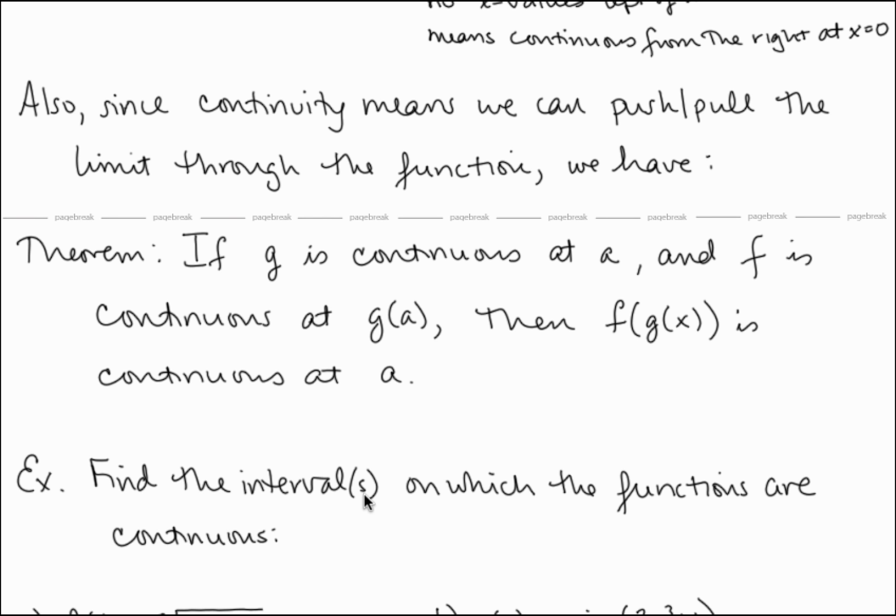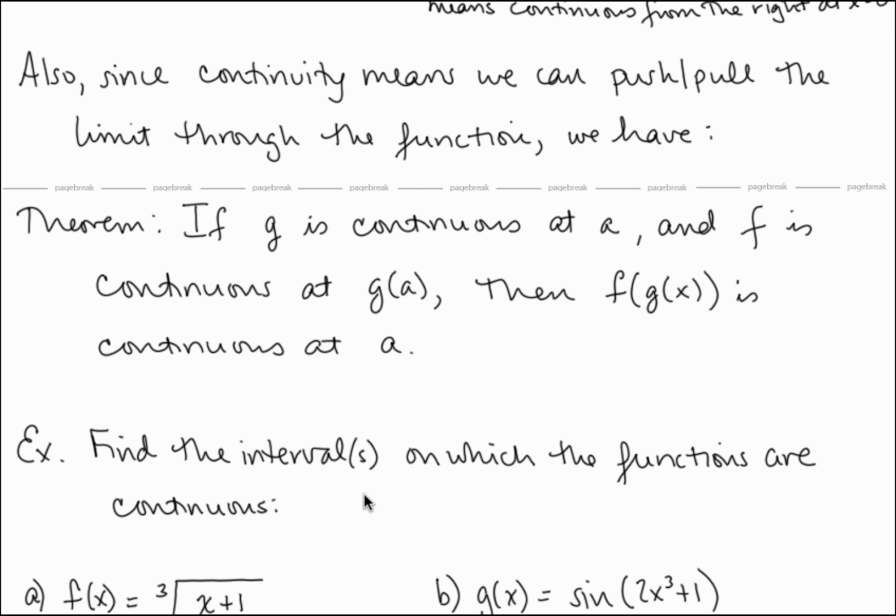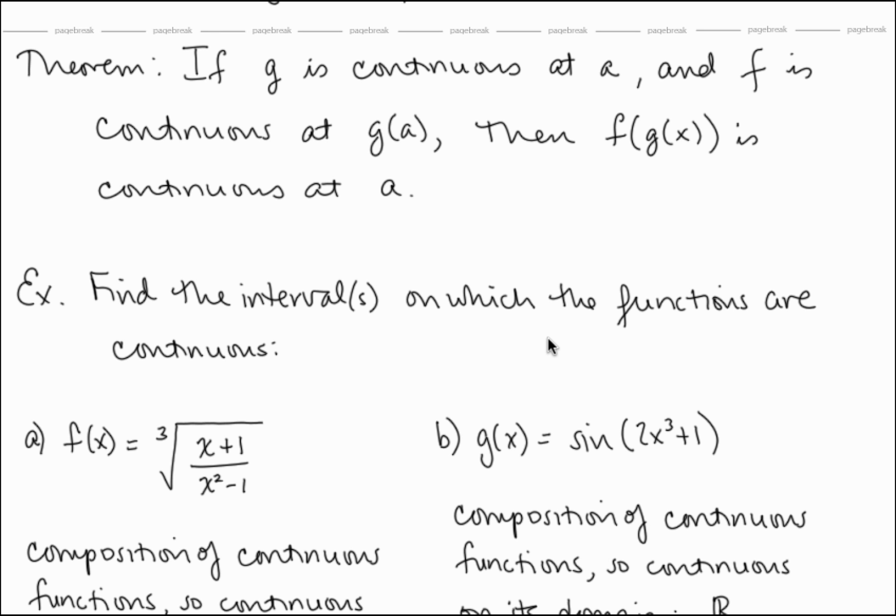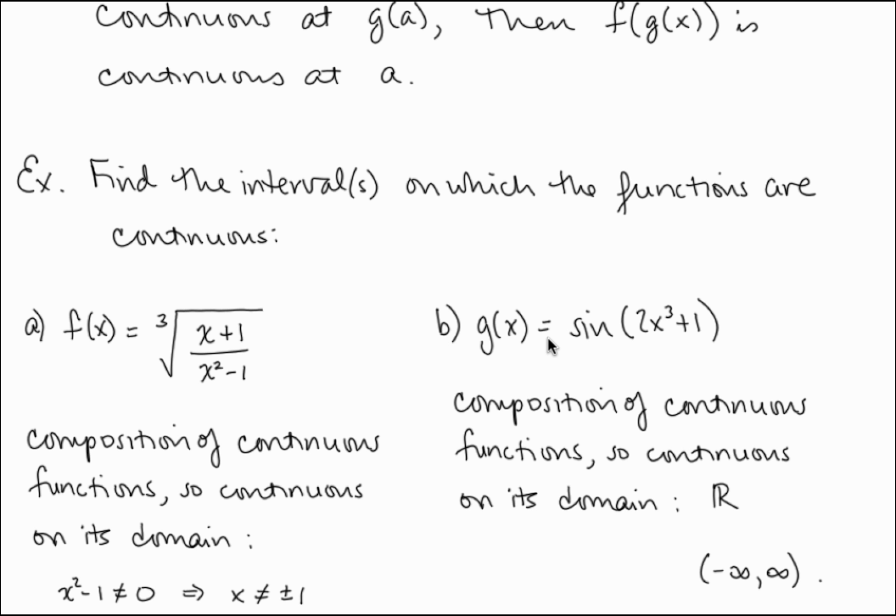Also, since continuity means we can push or pull the limit through the function, we have the following theorem. If g is continuous at a and f is continuous at g of a, then f of g of x is continuous at a. So we can talk about a composition of continuous functions being continuous. So find the intervals on which the functions are continuous.